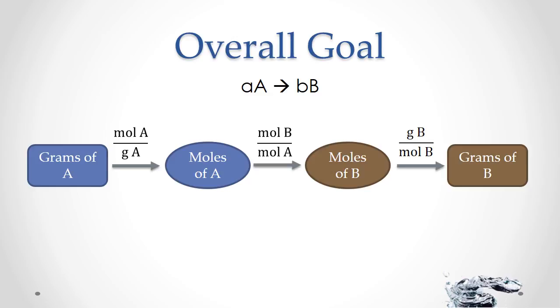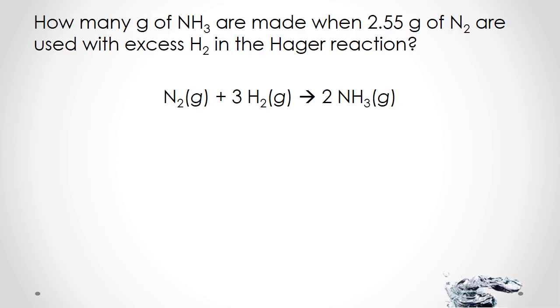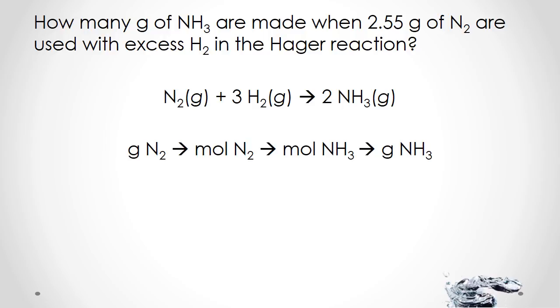So let's go ahead and give this a try. How many grams of NH3 are made when 2.55 grams of N2 are used with excess H2 in the Haber reaction? So you recall from the previous video, we showed that the Haber reaction is N2 plus 3H2 goes to 2NH3. So our overall process that we want to set up here is we want to go from grams of N2 to moles of N2. Then we're going to go from moles of N2 to moles of NH3. And finally, from moles of NH3 to grams of NH3.